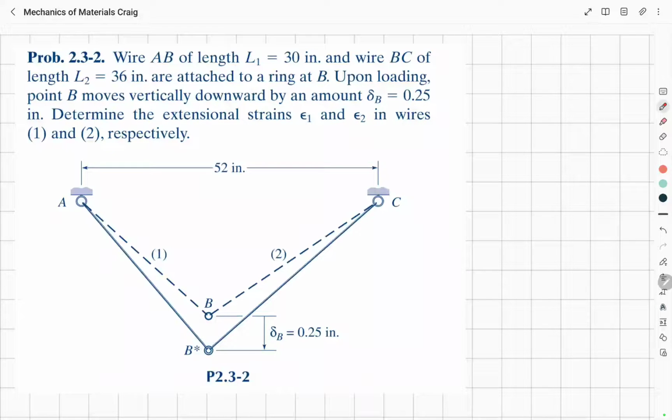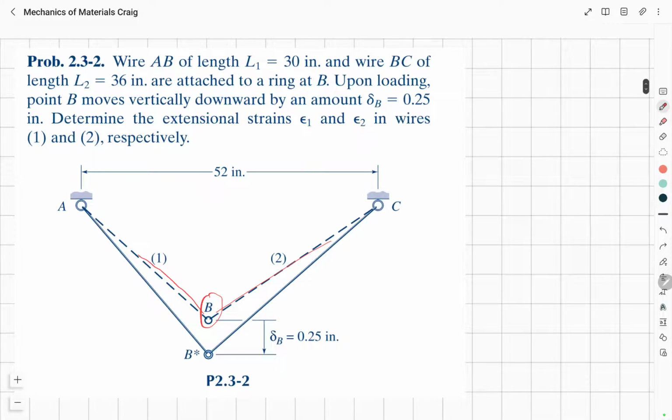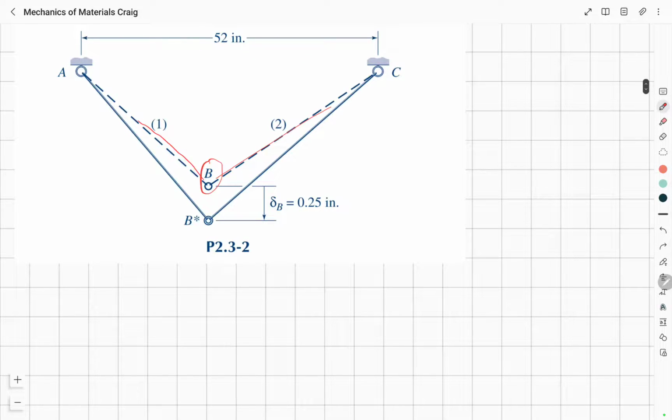All right, in this question, we have a ring connected to two wires. So here's our ring, and this is wire number 2, this is wire number 1. Upon loading, this point B moves downward vertically. And now the question is asking for strains in wire number 1 and wire number 2.